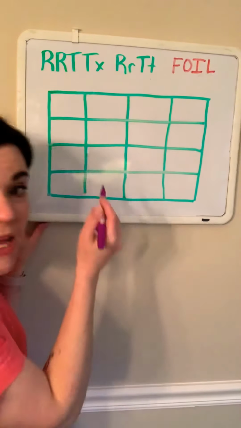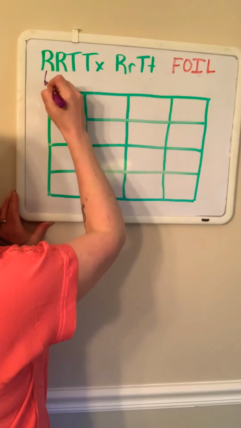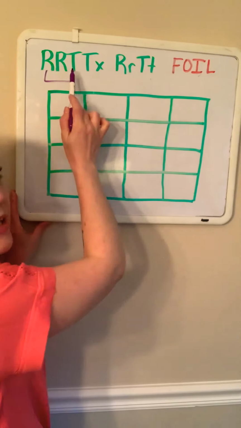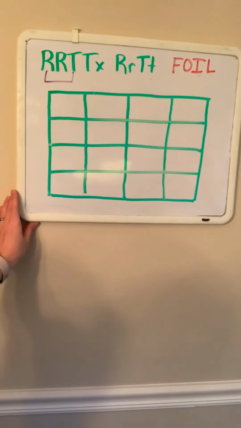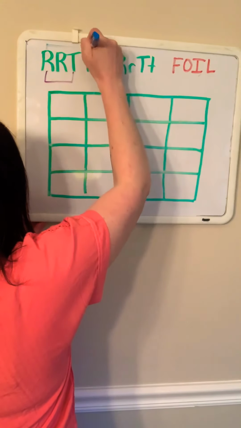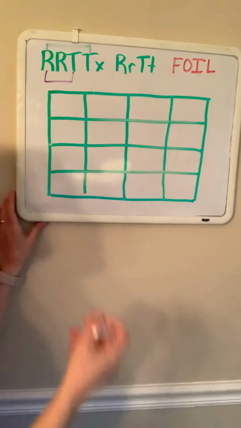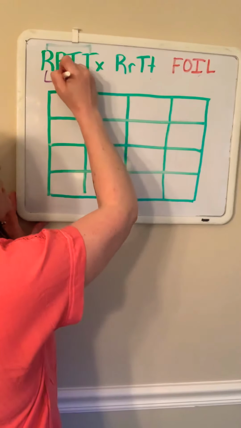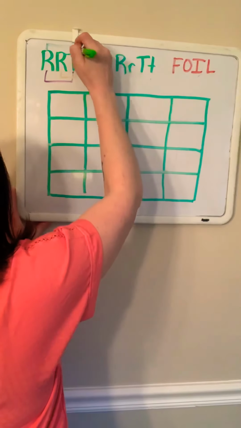So we take one parent at a time. For the first parent, you do the first of the two traits. So that would be capital R and capital T. That's your first combination of alleles. Your second combination of alleles is outer. So the first and the last, that's your outer. Inner is these two. So that's inner. And then last.